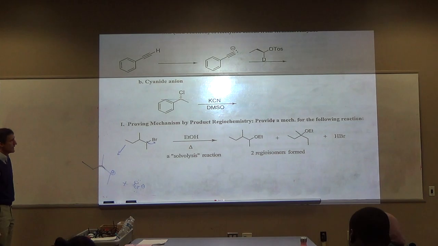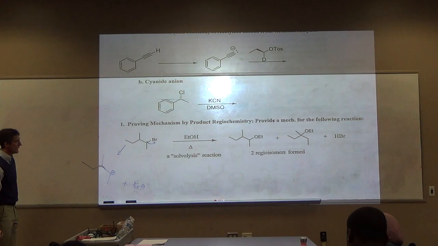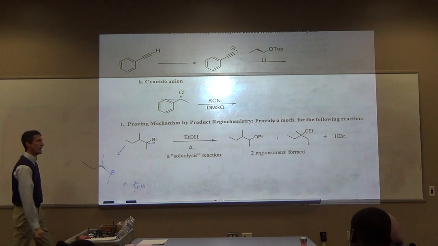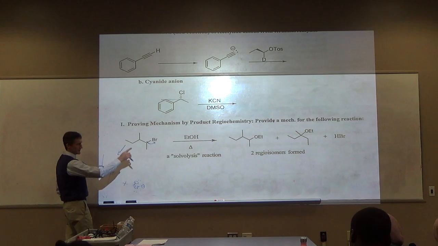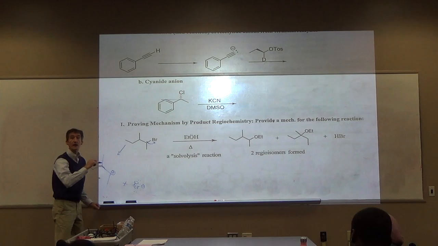I'm not going to show the mechanism for the first product, because I'm going to show it with the second one. And after we show it for the second one, you should certainly be able to do it with the first one. It's the same thing, except to get the first product, what happens next? Ethanol attacks the carbocation.